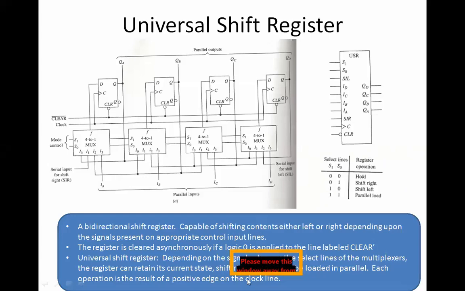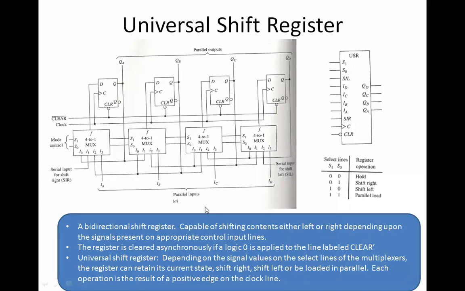Ultimately, this is our universal shift register IC. We will look at it and try to explain how this functions, one by one, based on this truth table. If it's 0, 0, then the value should be held. If it is 0, 1, then it should shift right. If it is 1, 0, then it should shift left, and if it's 1, 1, it should parallel load.